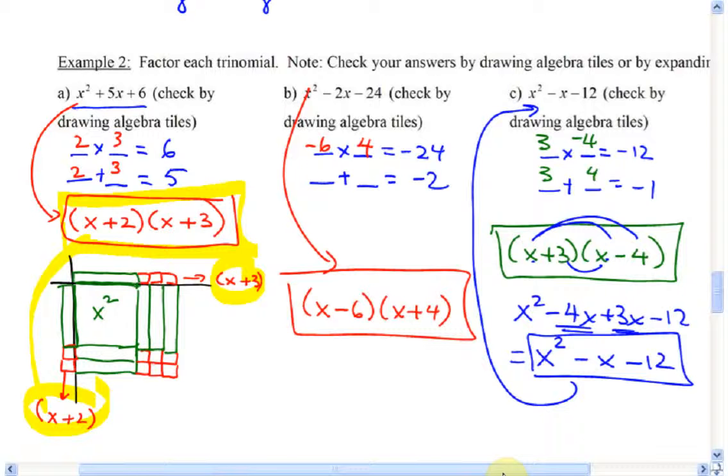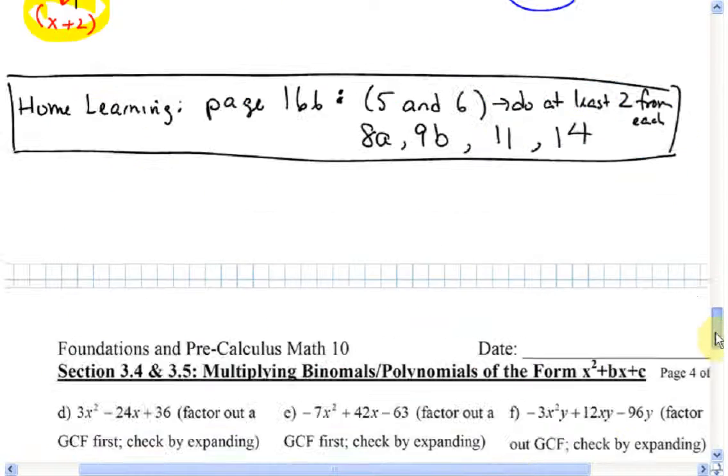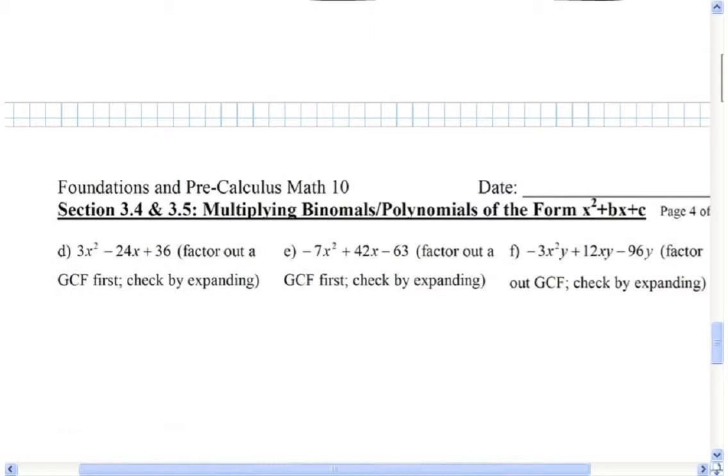I also showed you how to do the same thing with the pictures. Of course, I don't want you to do the pictures all the time, but I do ask you to draw a picture sometimes so you can actually understand and see the visual picture. Before we do example number 3, let's just quickly do a review question together, okay?